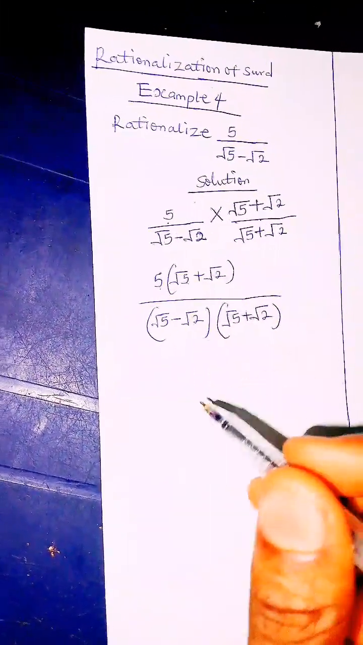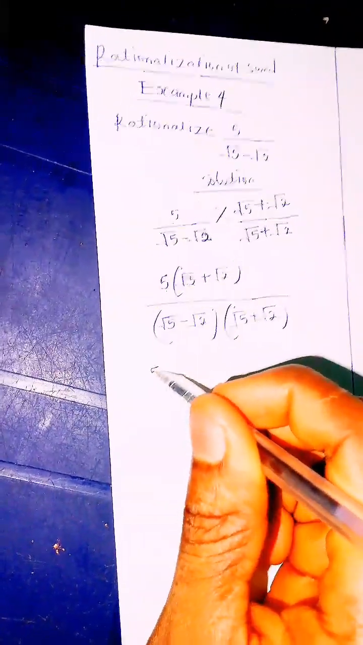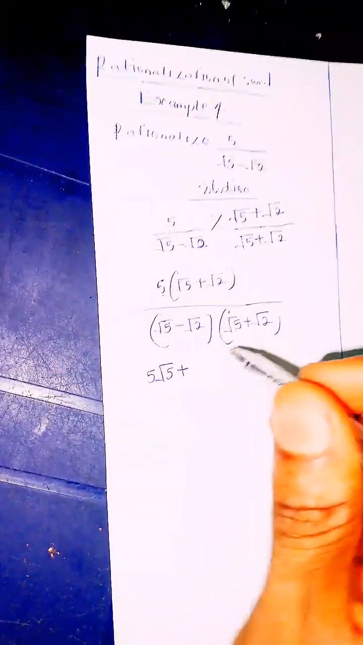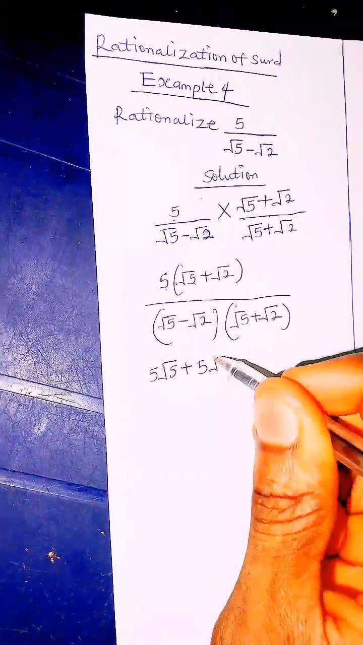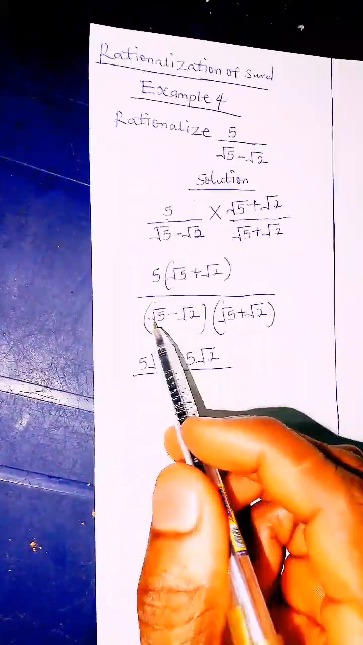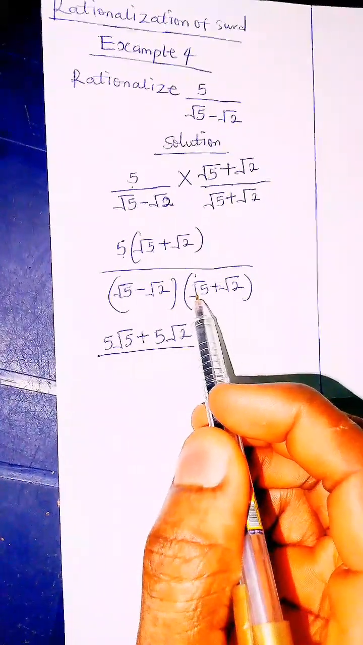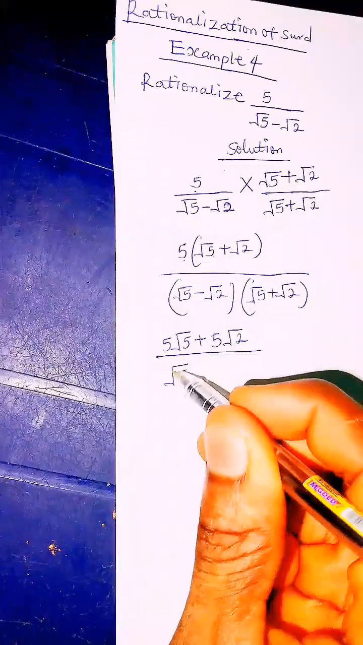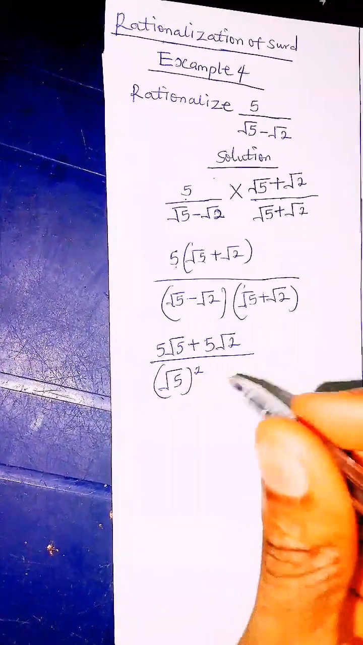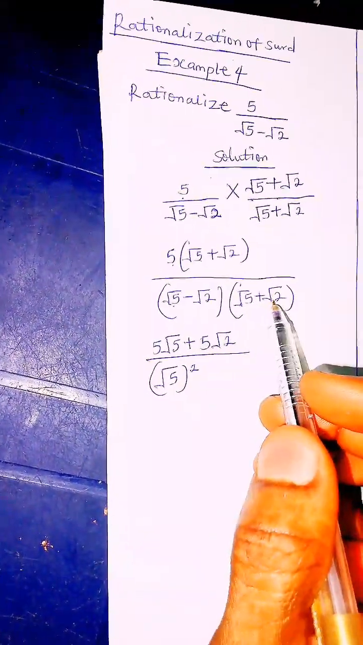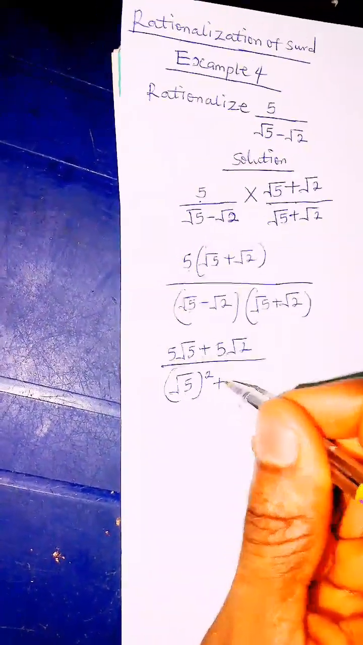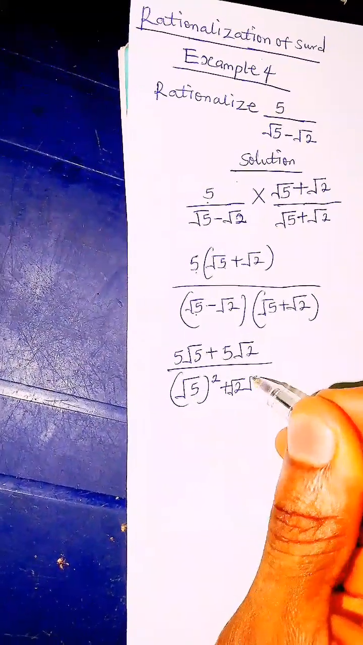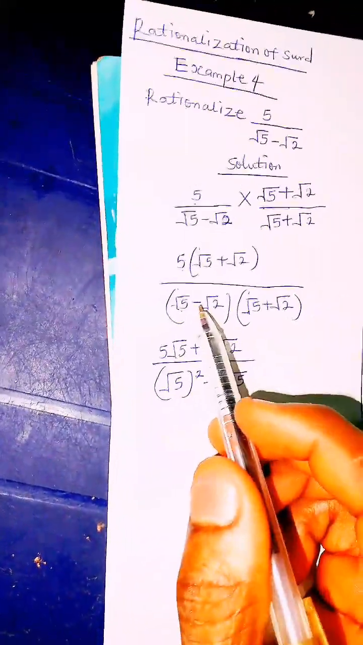Now 5 times root 5 is what? 5 root 5. Plus 5 times root 2 is what? 5 root 2. Root 5 times root 5, since the surds are the same, we are going to take the square of it. We have something like this. Root 5 times plus root 2 is what? Plus, since root 2 is the smallest, we pick the smallest before the biggest. Now we have done with that.